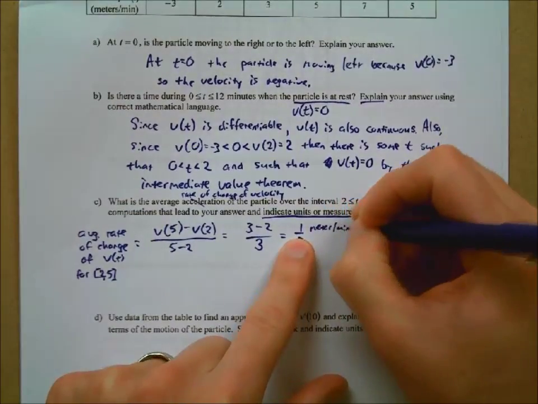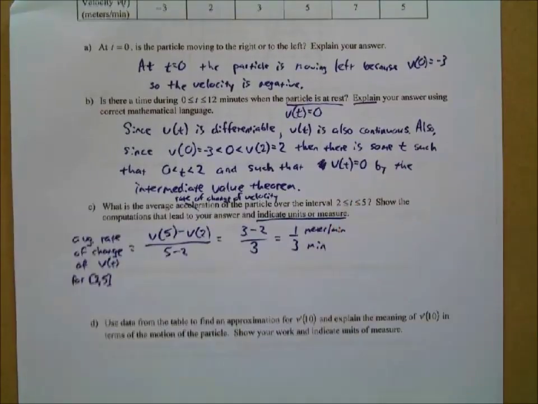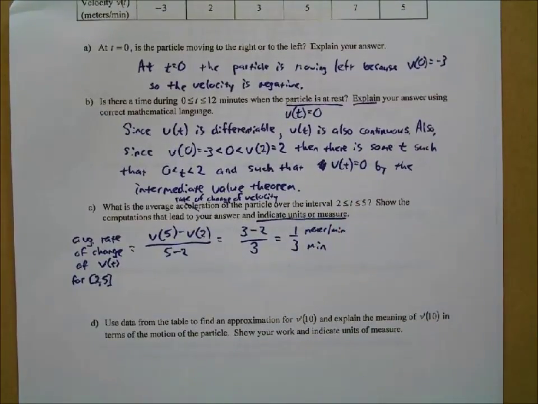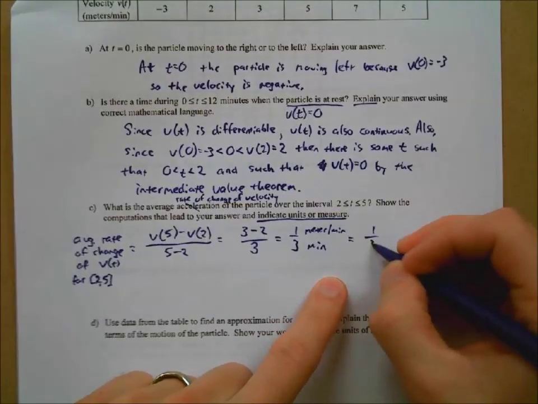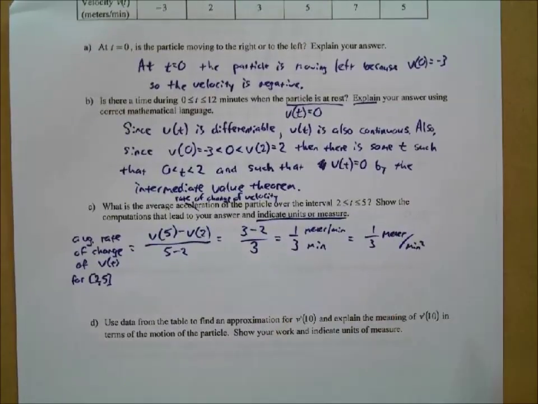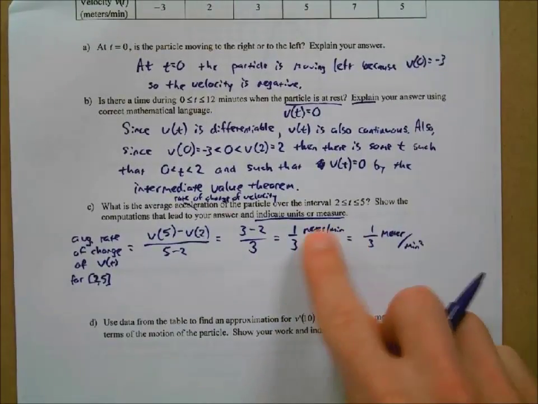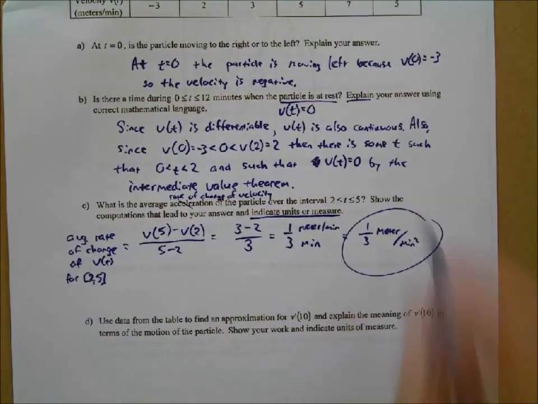And then what was our time unit? Minute. Okay, so 1 meter per minute over minutes is really 1/3 meter per minute squared, right? Meter over minute divided by minute is going to give you meter per minute squared there. And that's your acceleration. Okay, 1/3 average rate of change of velocity, or the average acceleration. Okay, that's it. We just use our interval there. Questions on that?